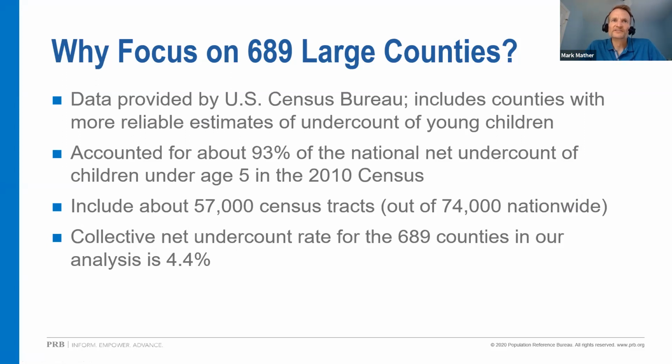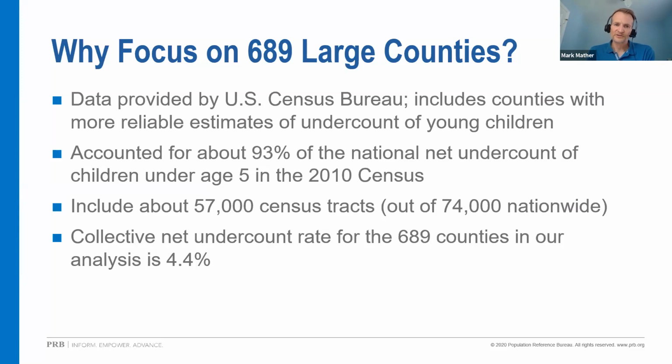But these are the data that the Census Bureau provided to us, so we didn't have access to data for the other counties. And I think the reason they didn't provide those data is that the undercount rates for those smaller counties are probably much less reliable. So these are probably the best data to work with anyway, given the issues we might have for smaller areas. It's also the case that these counties accounted for about 93% of the national net undercount of young kids in the 2010 census. So we should be covering most of the kids who are at risk across the country.